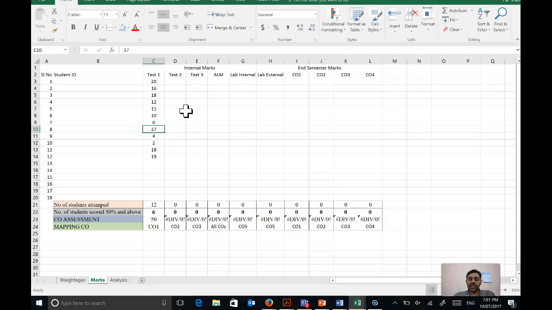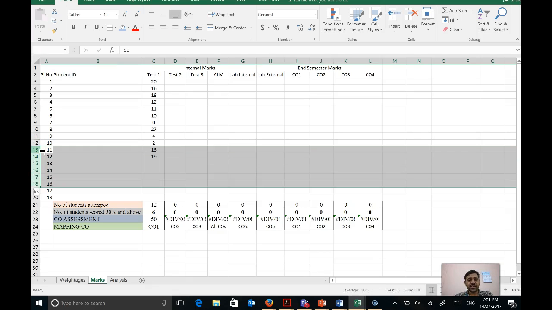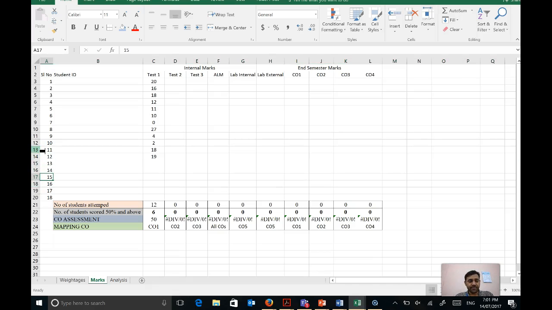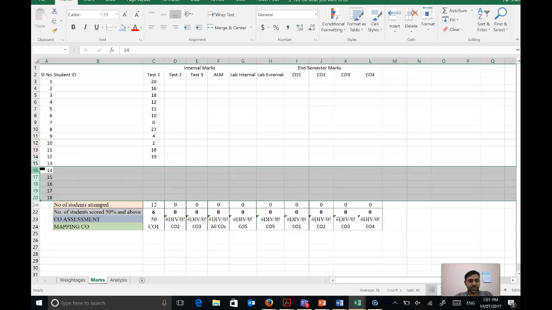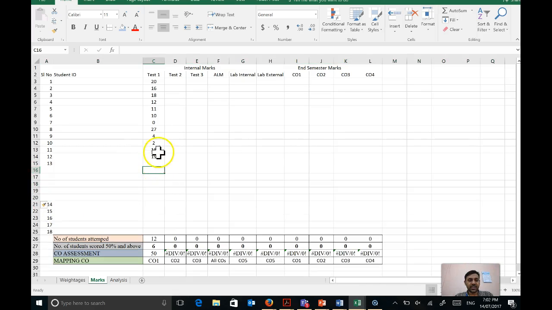When a student is absent, either mark A or leave it empty. If a student is present but scored a 0, that's when you enter a 0. Once you do that, please make sure you enter all the marks. And in case you need more rows here, let's assume you need 5 more rows, start from here, select 5 rows and simply say insert, and start entering the values.